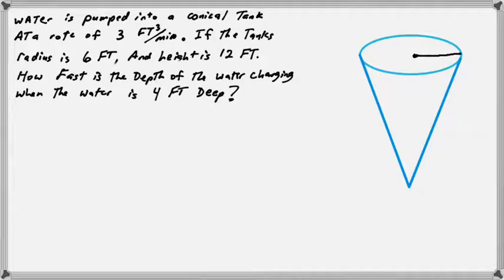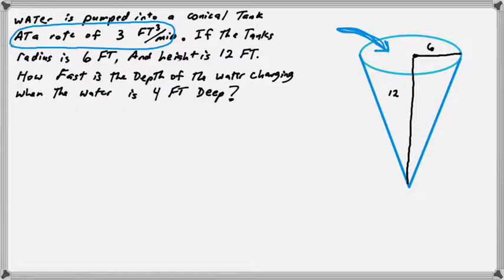The radius of the tank, I think we said, was 6 feet. The height of the tank, I think we said, was 12 feet, right? And I do think we said that water was flowing into this at a rate. Anytime you see the word rate, it's a derivative. So cubic feet is volume. That means it's giving me dV/dt to be 3 cubic feet per minute. That's given.